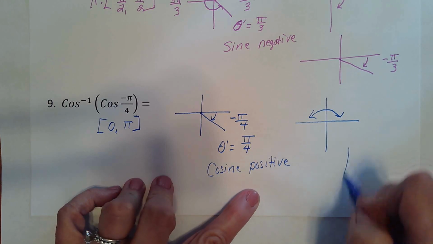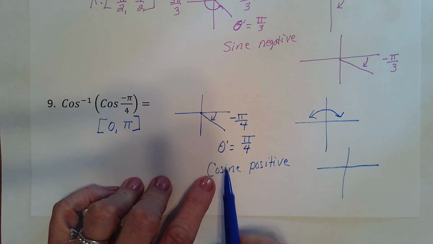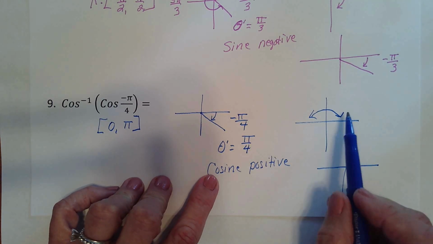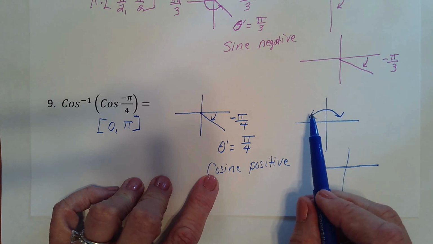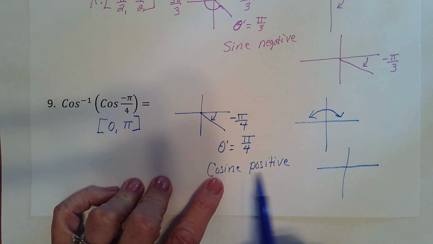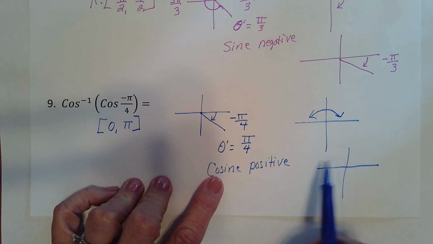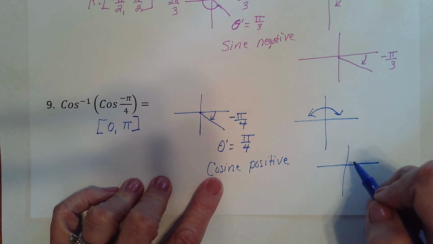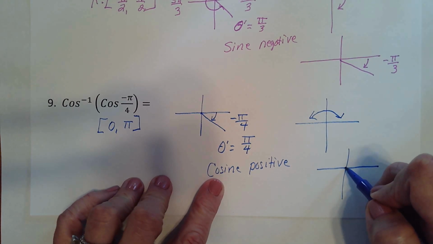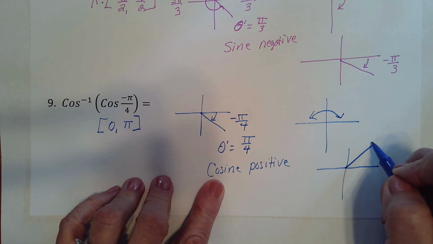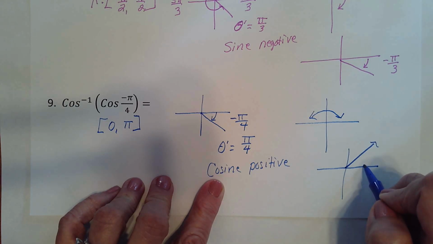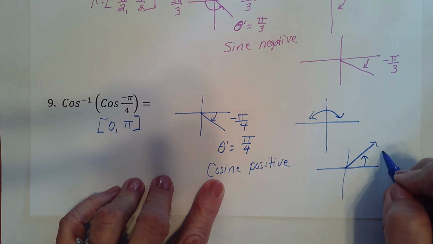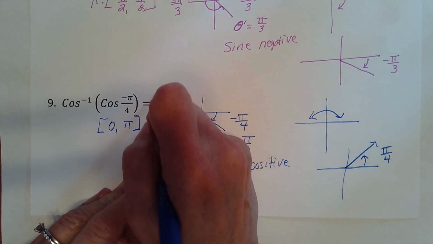Where is cosine positive in quadrants 1 and 2? Is cosine positive in quadrant 1 or in 2? It's going to be in quadrant 1. It's going to have a reference angle of pi over 4. So my angle is a positive pi over 4.